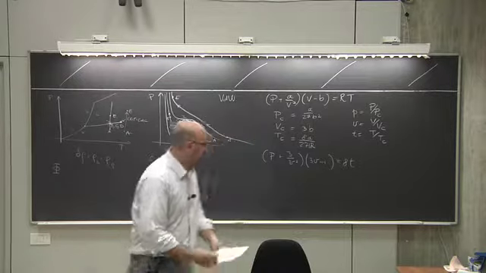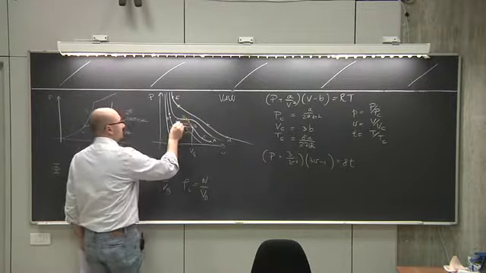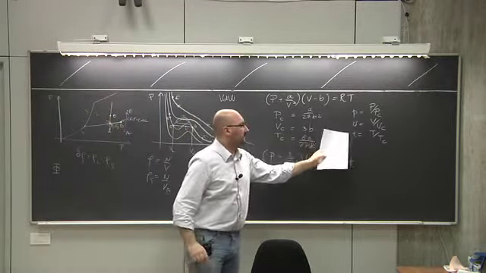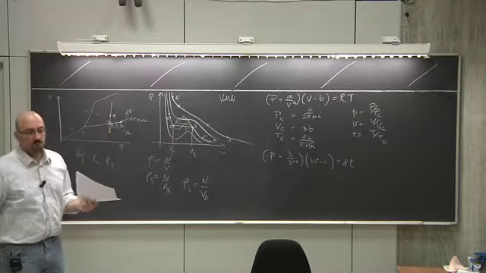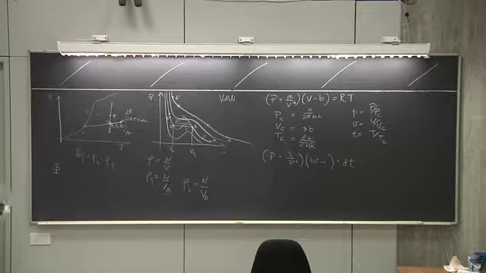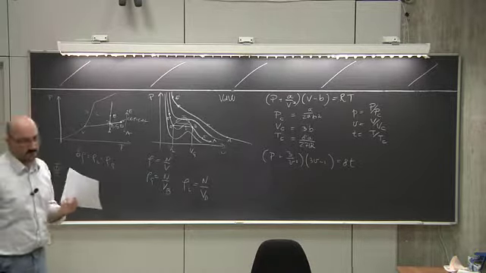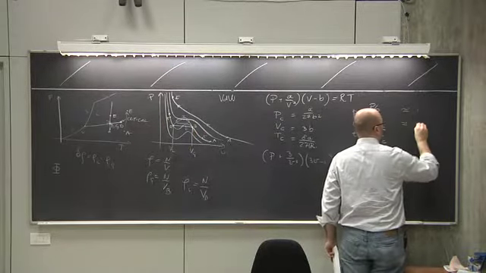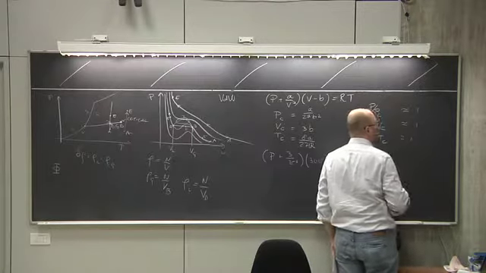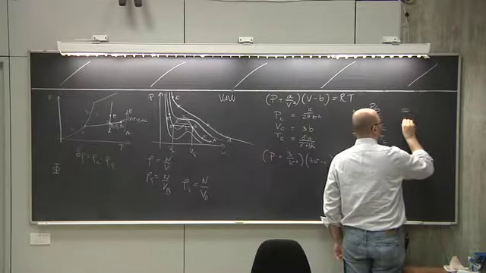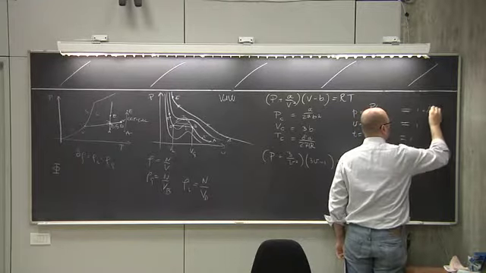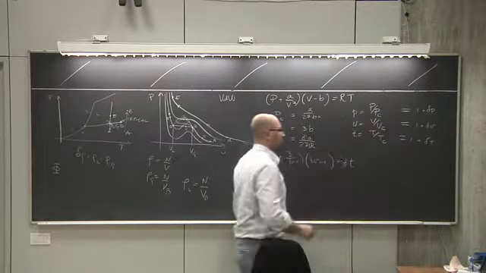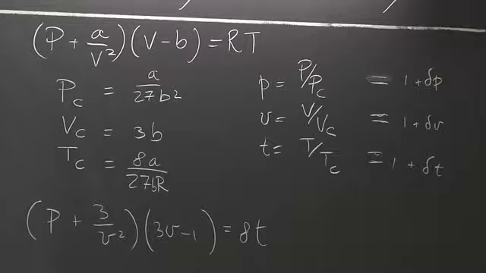Okay, so I want to go close to the critical point. Which values do I have to choose for P, V, and T? Close to 1, right? So close to the critical point, and actually let me write it like this: P equals 1 plus delta P, 1 plus delta V, 1 plus delta T. So at the critical point, dP, dV, and dT are 0.